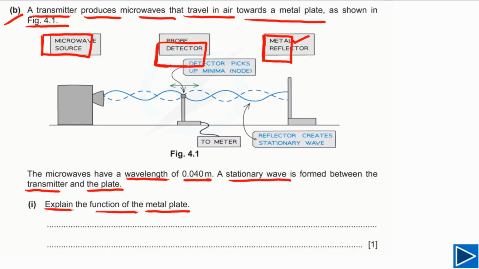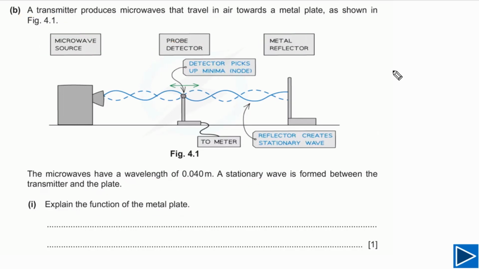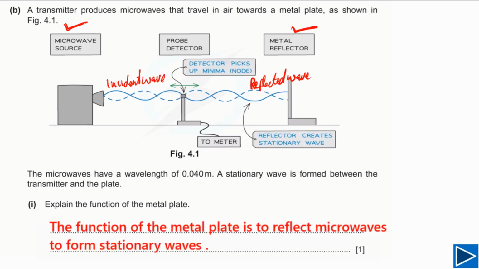If you look at this one, I have already drawn it here. This picture is very clear to see how stationary waves are formed between the metal plate and the microwave source, or you can say the microwave transmitter. The function of this metal plate is simply to reflect microwaves. So this wave is the reflected wave and this one is the incident wave. Here is the final answer. So this is how you can write down your final answer for this question.